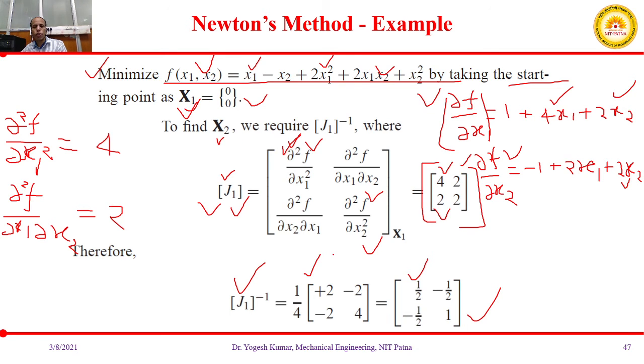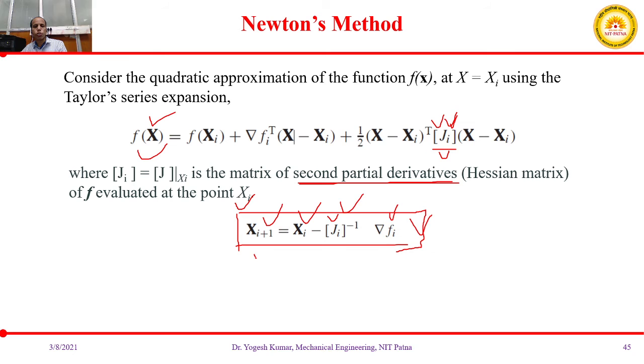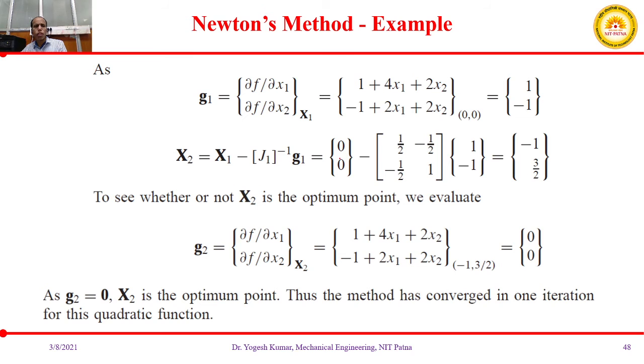So in order to calculate the value of x2, it will be x1 minus J1 inverse, multiplied by the partial derivative of your function at x1. Okay, so this will be f1. Now you calculate the value of your partial derivative at x1.